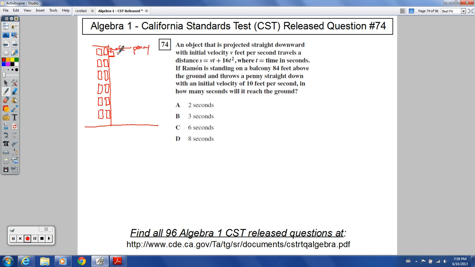He's going to throw it straight down with this initial velocity of 10 feet per second going in the downward direction. So you have s here equals v times t plus 16t squared. T represents your time, which is what we want to figure out here. We know the distance traveled from the penny height to the ground is 84 feet.